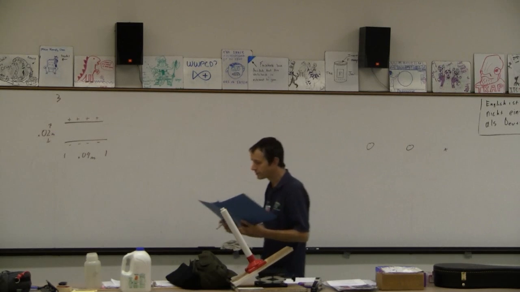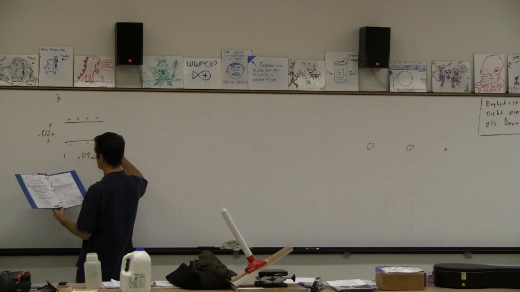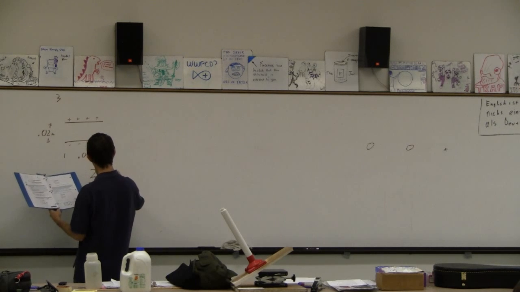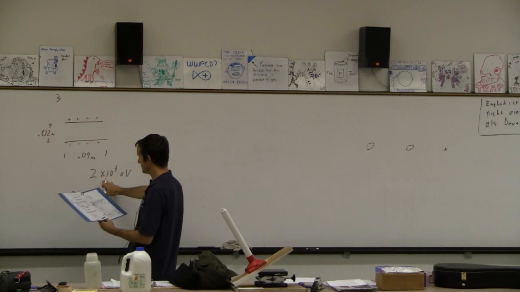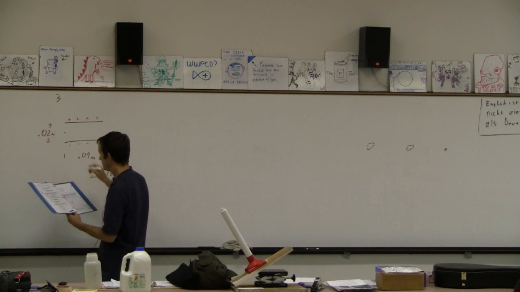This is problem number 3 from the AP problems. An electron initially moves in a horizontal direction and has a kinetic energy of 2 times 10 to the third electron volts, which means it's been accelerated through 2,000 volts, right? It is in the position shown above, which is right here, halfway between those.